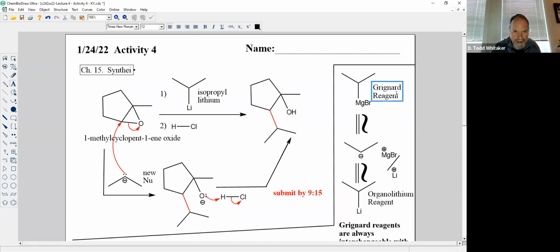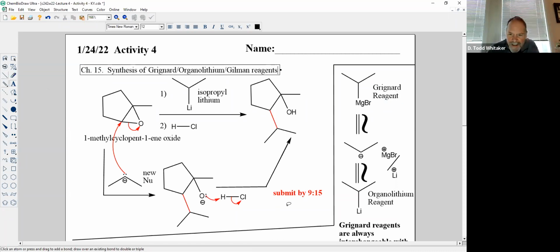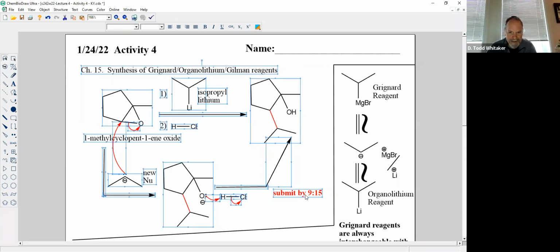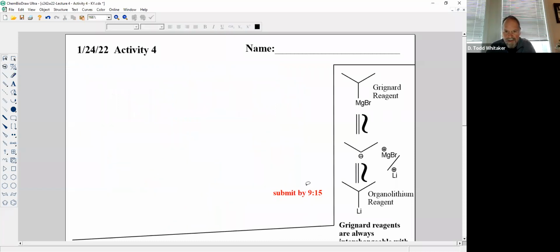Synthesis of Grignard / organolithium / Gilman reagents. So get rid of everything underneath here. Don't know what time we're going to be submitting, but I know I'll need that comment.